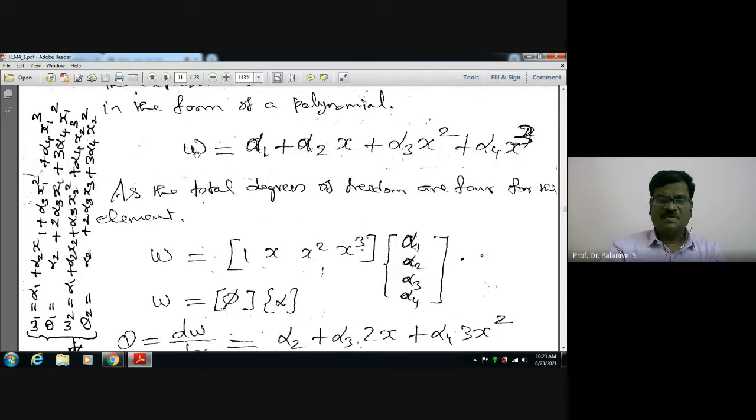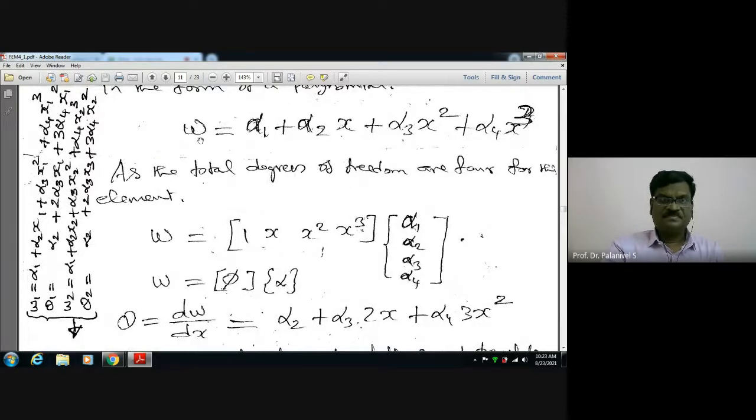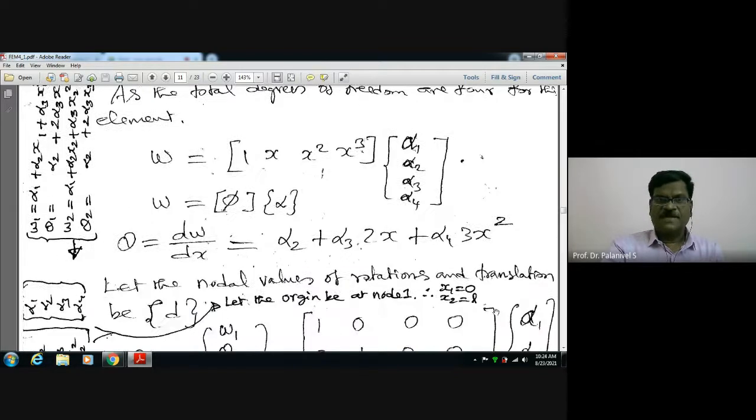Now I want to get the derivative because I require theta. I know rotation theta equals dw by dx. Slope is dw by dx; vertical displacement, the translation, is w. Theta is the derivative: alpha 1 becomes 0, alpha 2 x gives alpha 2, alpha 3 x square gives 2 alpha 3 x, and alpha 4 x cube gives 3 alpha 4 x square. This is the differentiation.